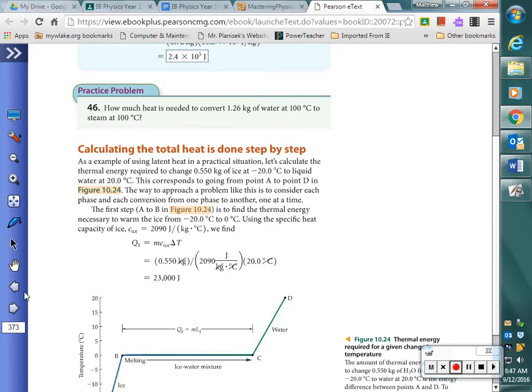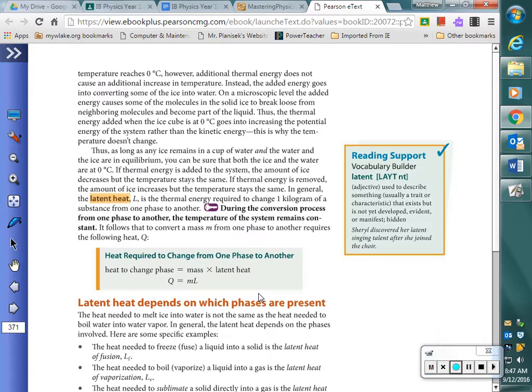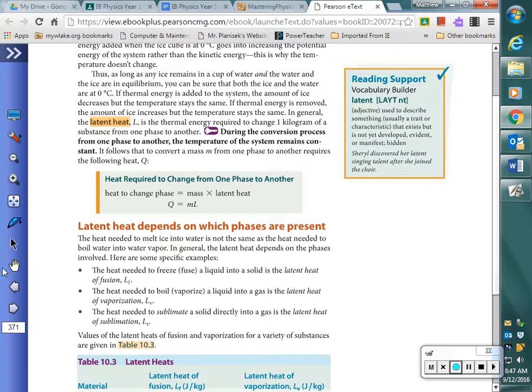okay, if we go back to page, right here. Oh, one more. Sorry, my bad.